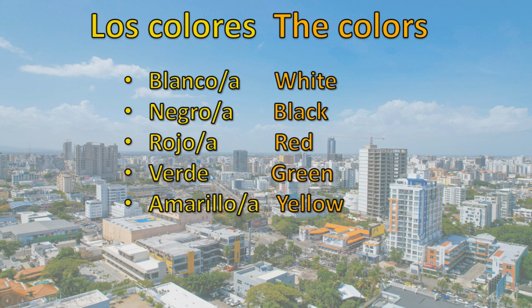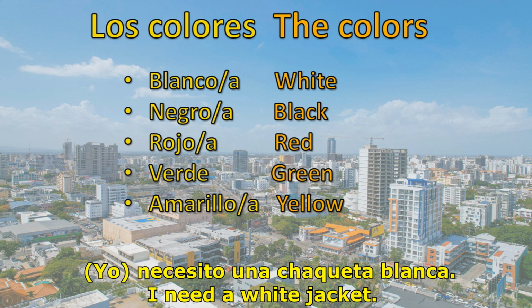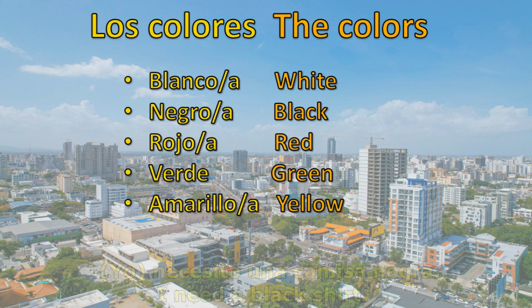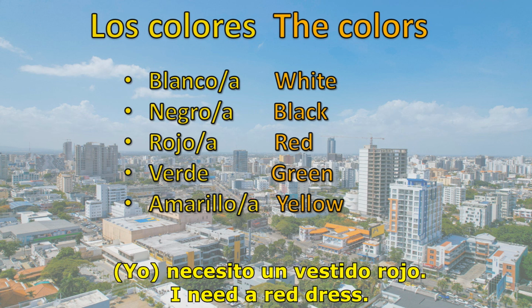Here we have verde, green, verde. Verde doesn't change, right? Verde is the same for masculine and for feminine. And here we have amarillo or amarilla, okay? For example, I can say, yo necesito una chaqueta blanca, because chaqueta is feminine, so I say, yo necesito una chaqueta blanca. Or, yo necesito una camisa negra. I need a black shirt. Yo necesito una camisa negra. Or, yo necesito un vestido rojo.